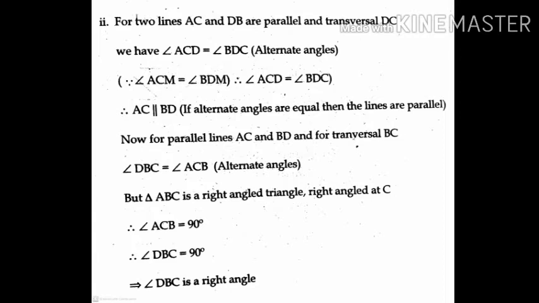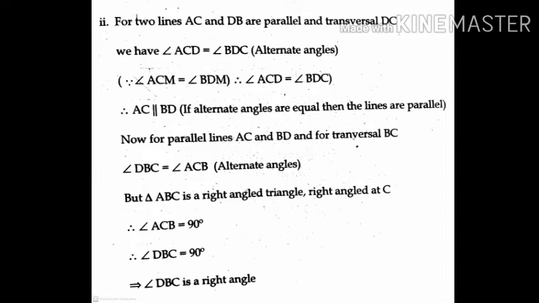Solution for second question. For two lines AC and DB and transversal DC, we have angle ACD is equal to angle BDC since alternate interior angles. Since angle ACM is equal to angle BDM, therefore angle ACD is equal to angle BDC. Therefore, AC is parallel to BD. If alternate angles are equal, then the lines are parallel.